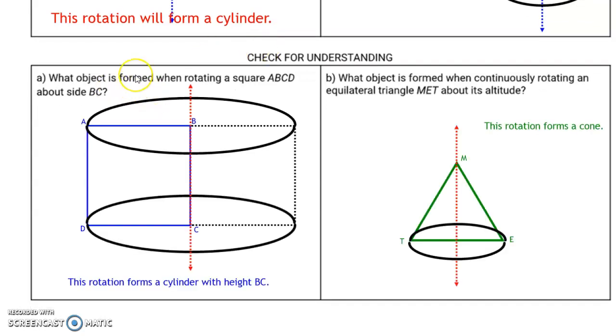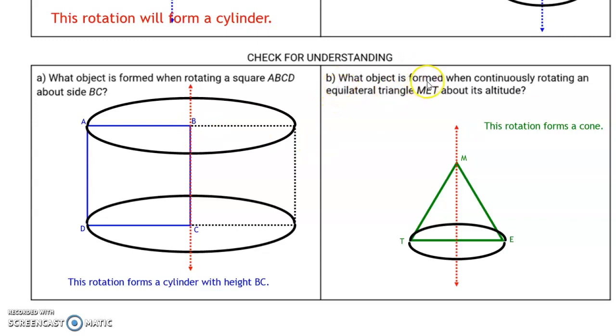All right, for this first check for understanding question, it did form a cylinder with height of BC. I was very specific about this one because we were able to say BC was the height of that cylinder. We can also say that the radius of the base of that cylinder is AB and CD respectively. We're going to get more into measuring 3-dimensional shapes or solids a little bit later in a different unit, but I wanted you to be introduced to the idea that a cylinder is going to have a height, and it's also going to have the radius of one of its bases.